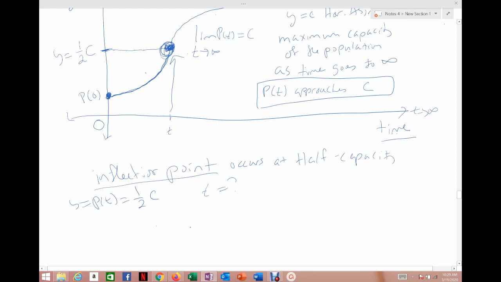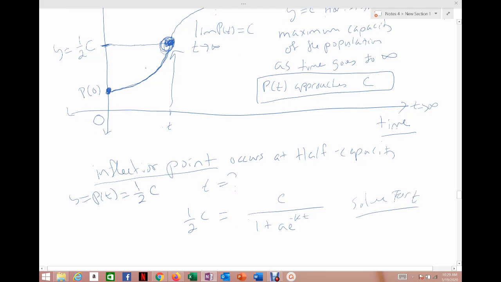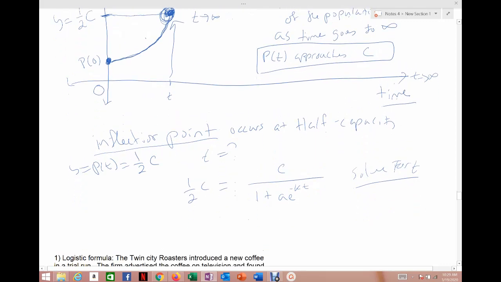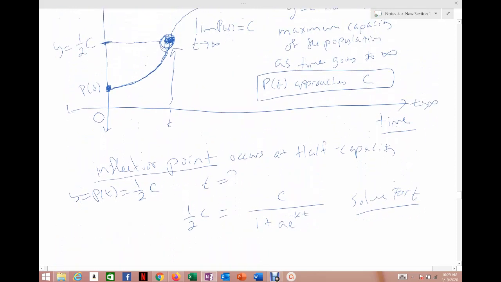And so there's two ways to do it. You can either take your function, set it equal to that half capacity, and solve for t. Or there's a graphing method, and when we get to the applications in the next set of notes, I'll show you the graphing method, all right?